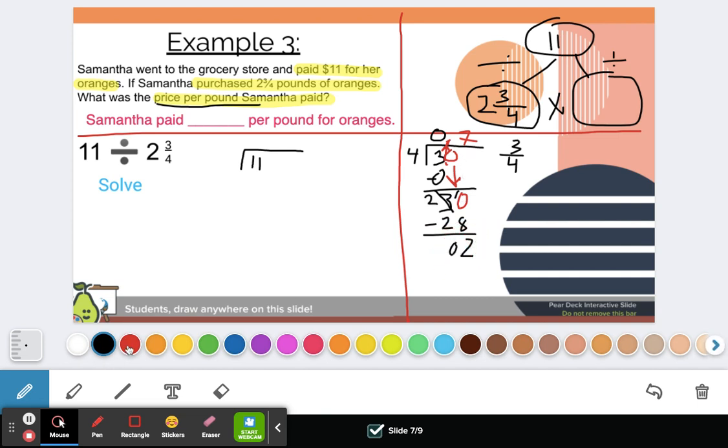But remember, I need to continue. So I need to add another 0 and bring it down. So now 4 can go into 20 5 times. 5 times 4 is 20. I subtract and I get 0. Okay, so that means my 2 3/4 is equal to 2.75. So then right here, I need to write my 2.75 outside.